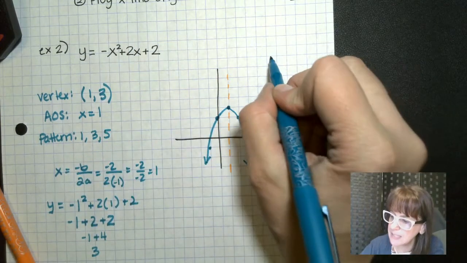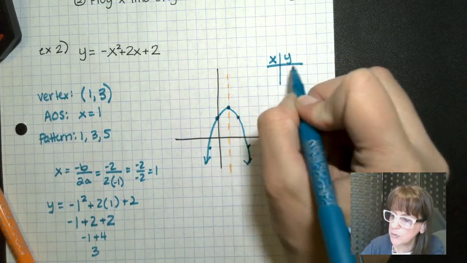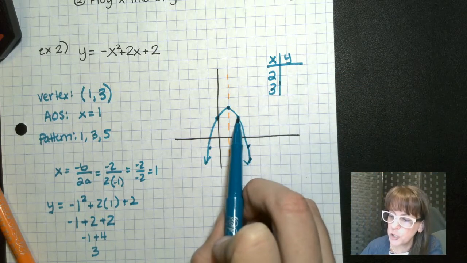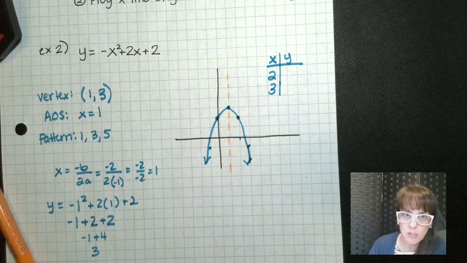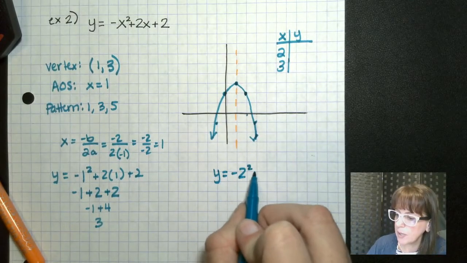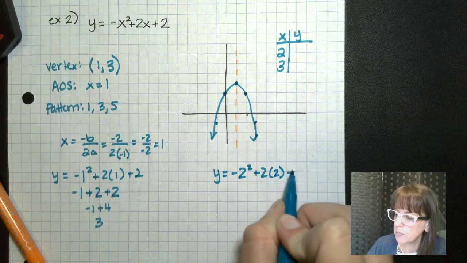So like in this example, we would again use 2 and 3. Because if I go over 2, I should get positive 2. Well, let's try and plug that in. Y equals negative 2 squared plus 2 times 2 plus 2.